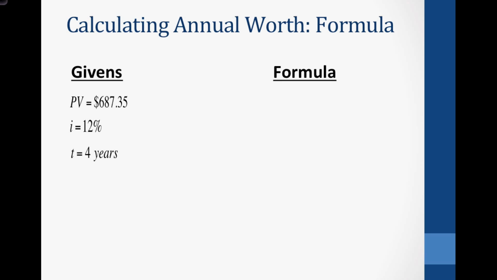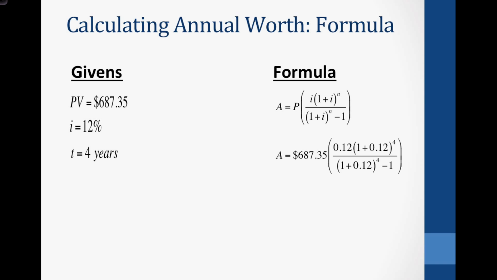So if you recall that formula from a few slides ago, here it is again. A is the annual worth, P is the present value, I is the discount rate, and N is the number of years. If you plug in your variables, as you see here, we can come up with an annual worth of $226.30. So if you recall the second slide, the choice was D. $226 would be the closest answer to solving this problem.